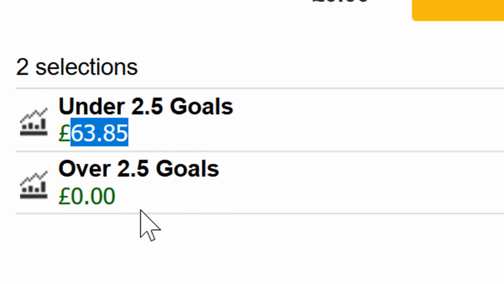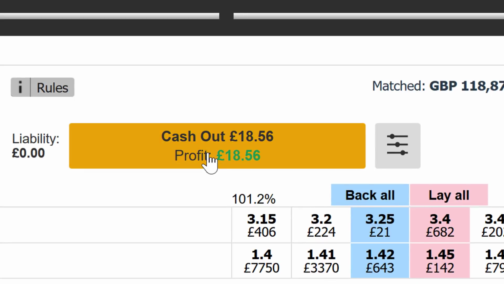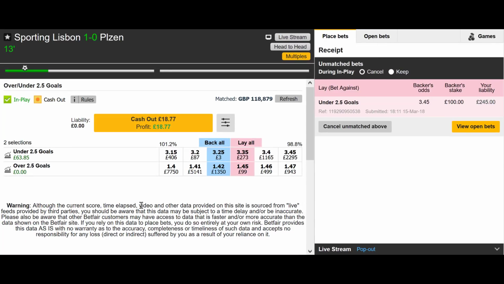I've got 0 sitting on over 2.5 goals, but I've got a decent amount of money there to play with in the rest of the match. And obviously, if you've profiled this game as one you feel is going to finish under 2.5 goals, then you could just leave that there as a free bet of £63 on that outcome. And if you didn't, you could just cash out and take £18 either way. But there is another way of trading under 2.5 goals, that is getting in right after an early goal and riding those odds down.